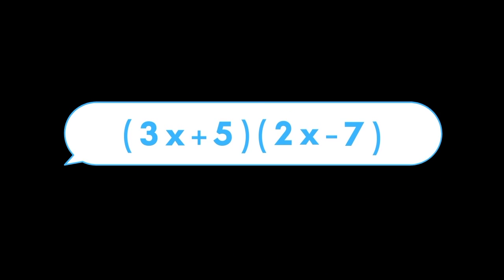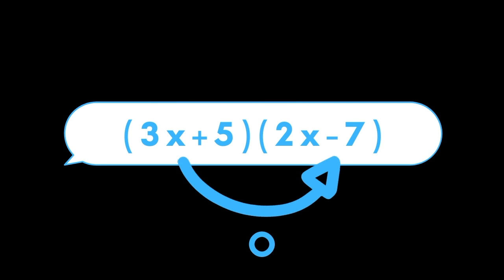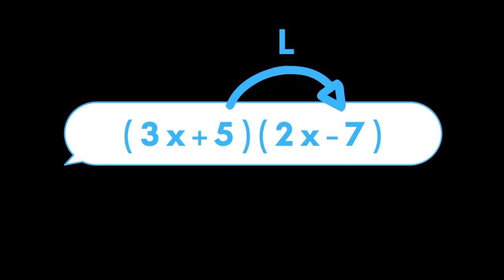When given two binomials, like the example shown here, you can use the infamous mnemonic FOIL to multiply them together. FOIL stands for first, outer, inner, and last. This means that you simply multiply the first term of each binomial together, then the outer terms, the inner terms, and finally the last term of each binomial. Then you simplify the remaining terms.